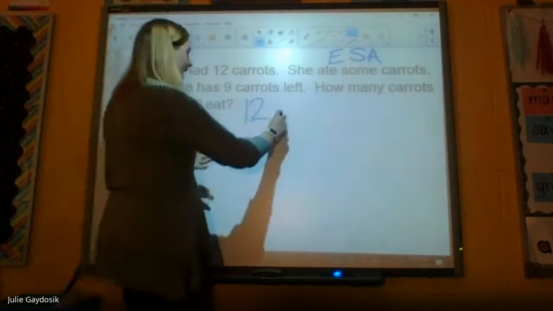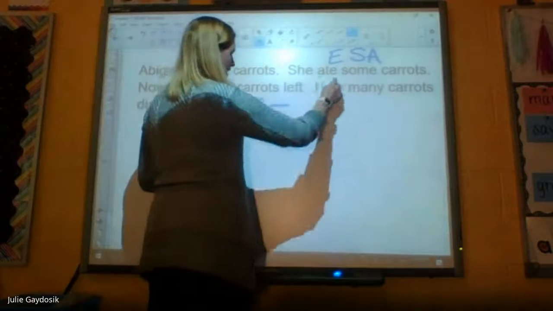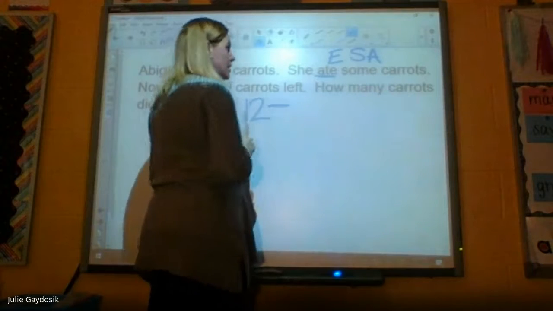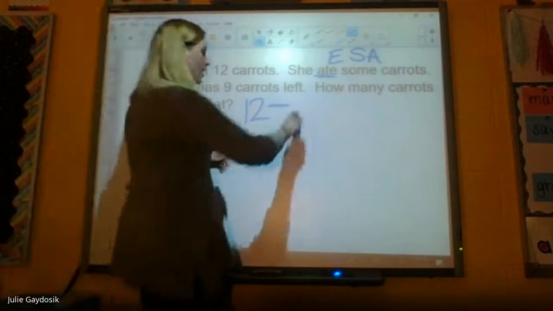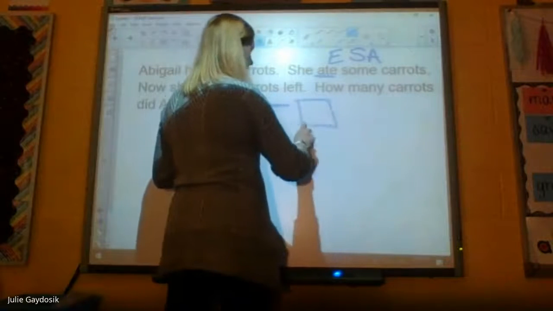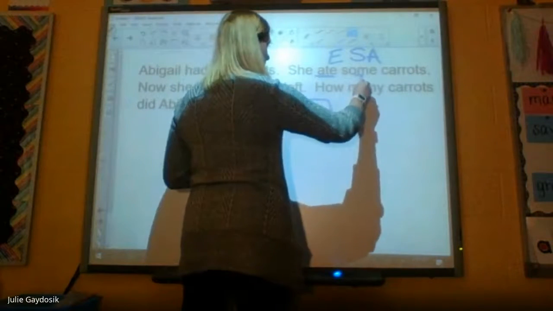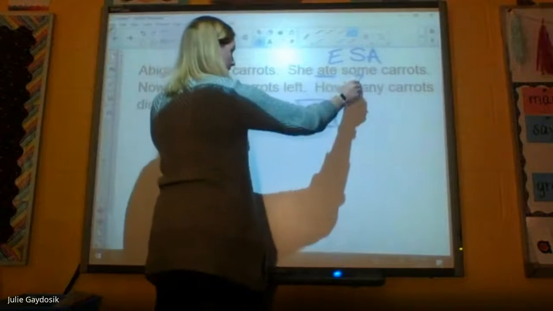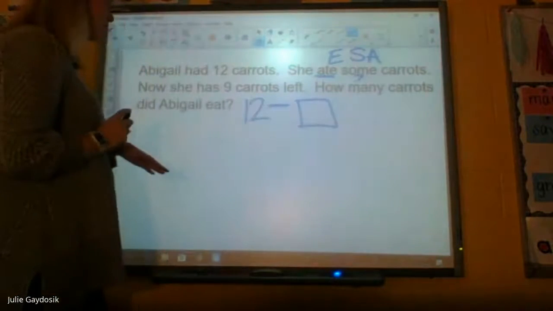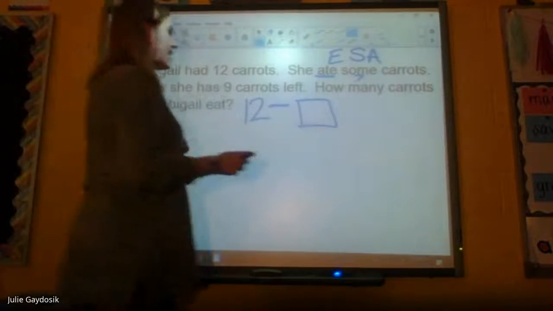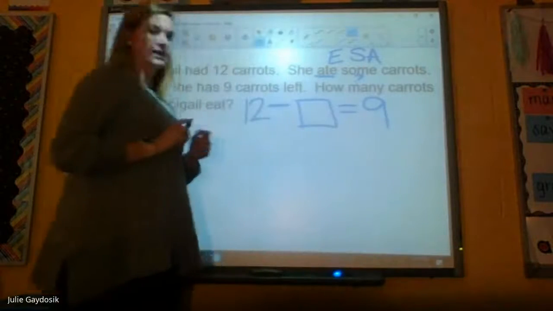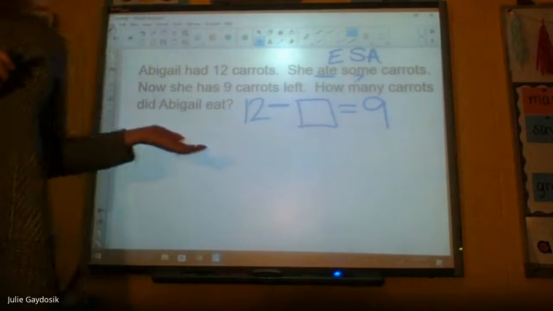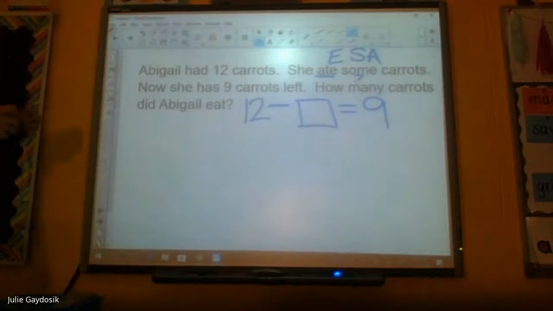She ate some. So is that subtraction or is that addition? That's right, since she ate some, it's subtraction, right? That's minus. Now she ate some. Do we know how many she ate? No, we don't know how many she ate. So this is the unknown. We're not sure how many carrots she ate. We do know how many she has left, and that's 9. She has 9 left.